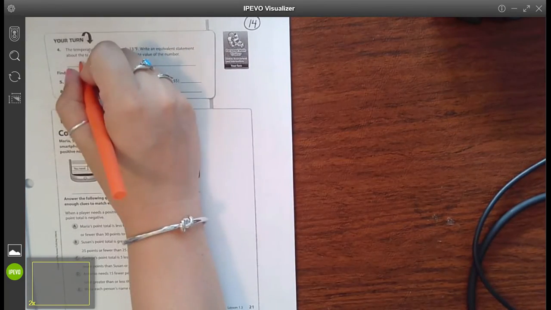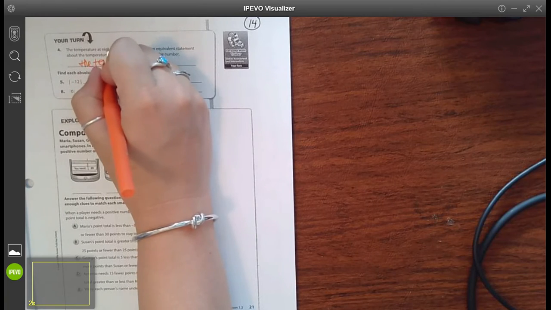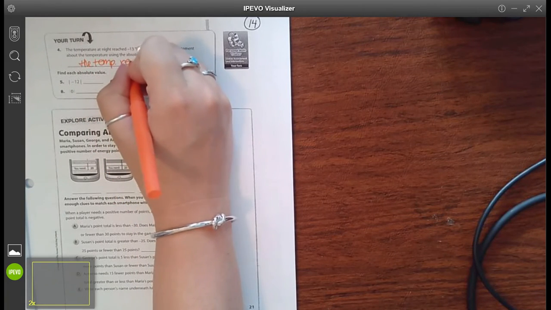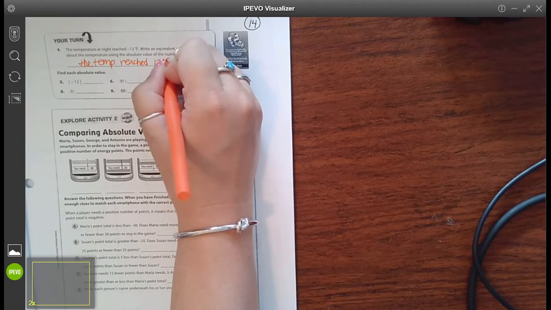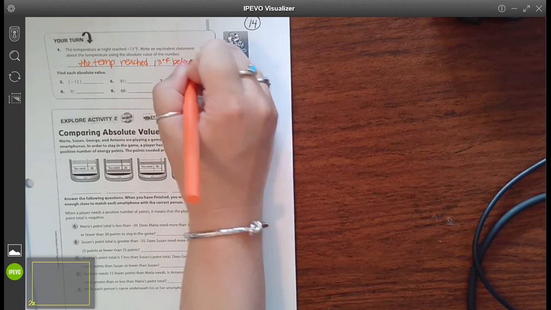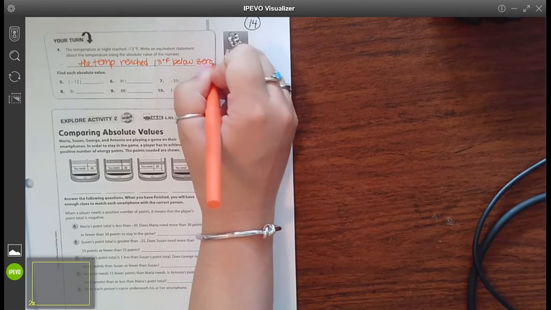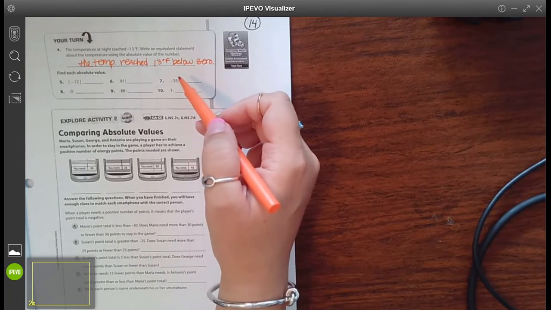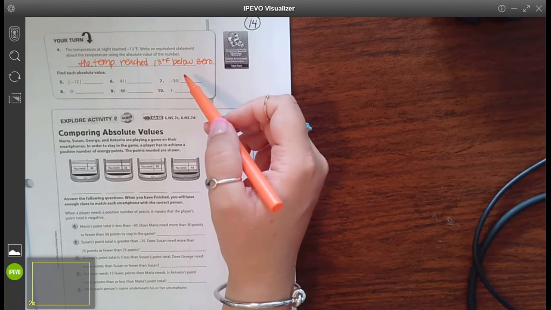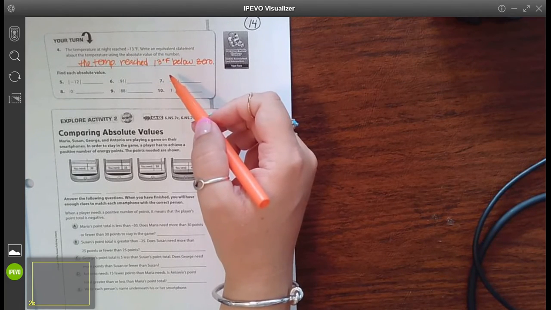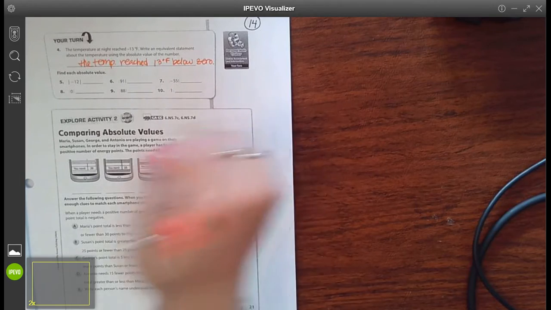Okay, so it would say something like the temperature reached 13 degrees Fahrenheit below 0. So it just wants you to represent it, not say -13. It wants you to use words to imply that it's a negative, but not actually say a negative. So you're describing its relationship to 0.